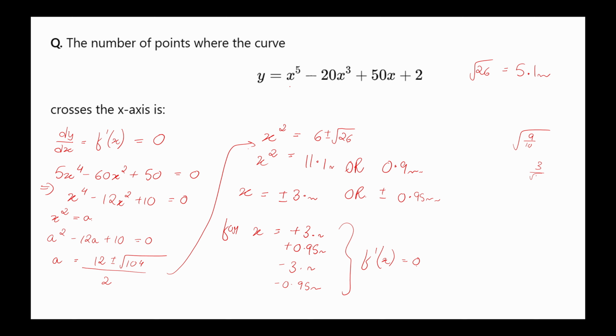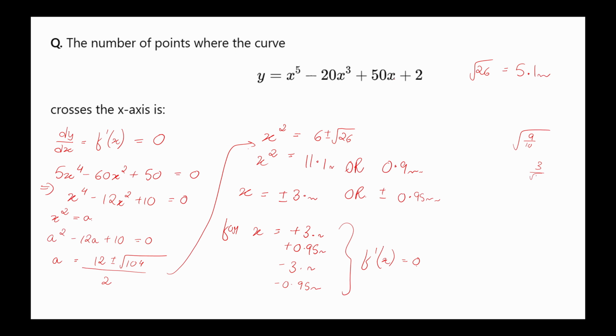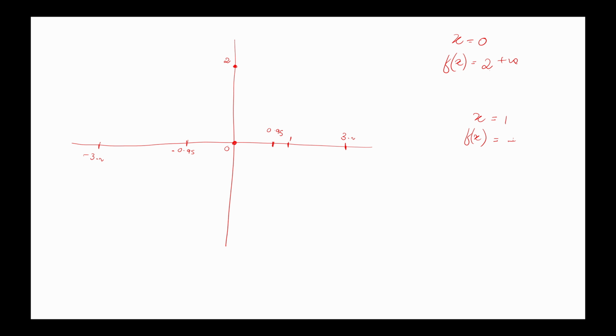At 1, what would my value become? When I put x is equals to 1, my f of x, what is the value going to be? 1 minus 20 becomes minus 19, plus 50 becomes, again, this would come out to be positive. So at 1, my value is positive. So it is going to be up here. That means now from here, if I try to identify it, my curve can be somewhat in this format.